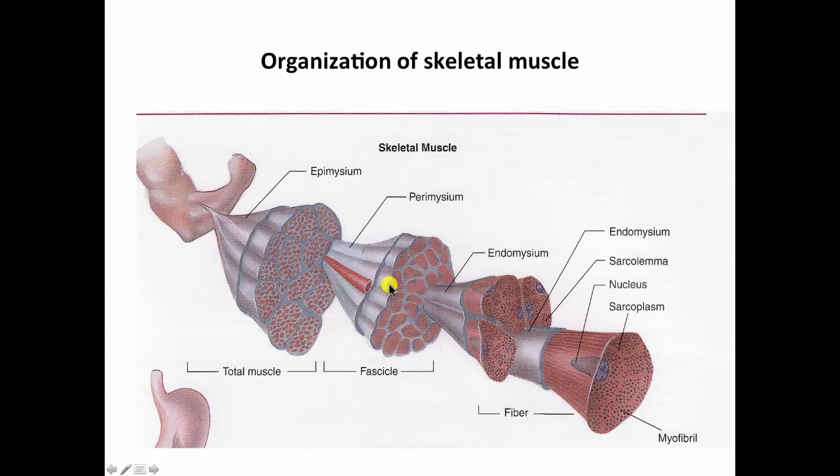Each fascicle consists of many individual muscle fibers, and these muscle fibers are wrapped around by a layer of very loose connective tissue called the endomysium. And then each muscle fiber or muscle cell is surrounded by a plasma membrane or sarcolemma and contains sarcoplasm and many myofibrils, which we'll look at in some detail.